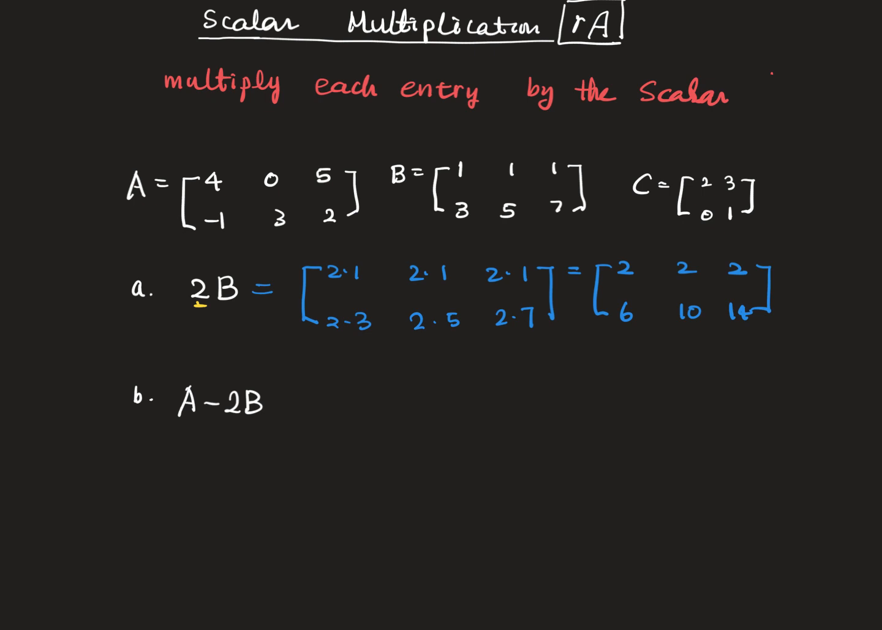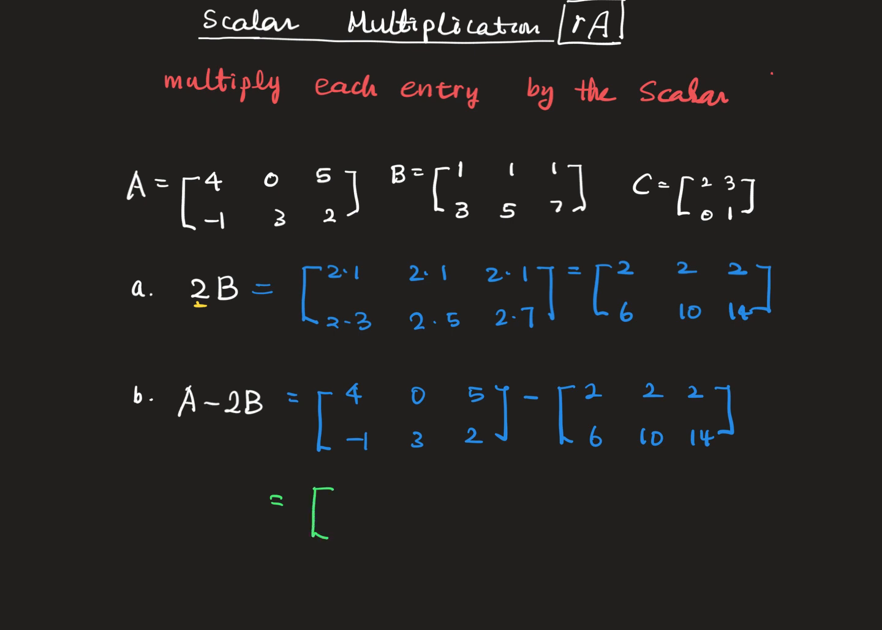Let's try this one: A minus 2B. What is A? You find A. A is 4, 0, 5, -1, 3, 2, minus 2B, which is 2, 2, 2, 6, 10, 14. So they are the same size, right? Size of A is 2 times 3, size of 2B is 2 times 3. Same size, so you can do the subtraction. Let's do the subtraction right here, guys.